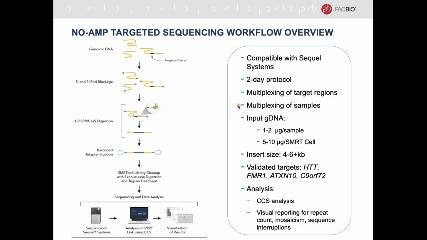The input genomic material is 5 to 10 micrograms per SMRT Cell. Now, depending on how much you multiplex, that can then be subdivided between the samples. So let's say, for example, you want to multiplex 10 samples. That means you have 1 microgram per sample input material.